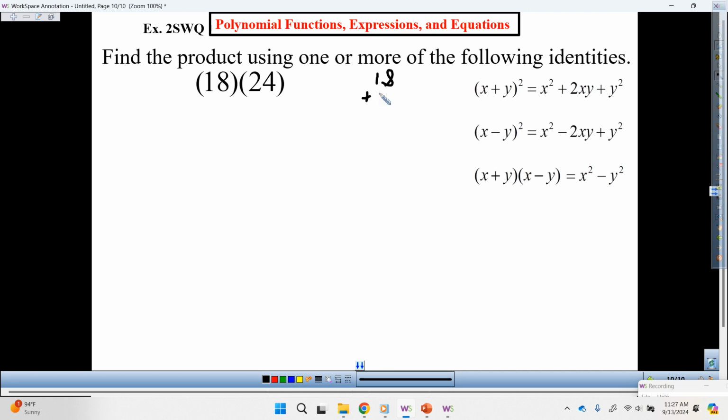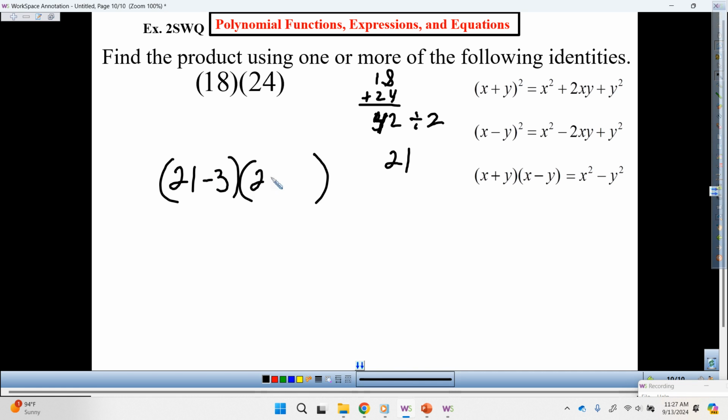18 plus 24, that gives us 42. Divide by 2, that gives us 21. So therefore, 21 minus 3 and 21 plus 3. Hands, have you got that?